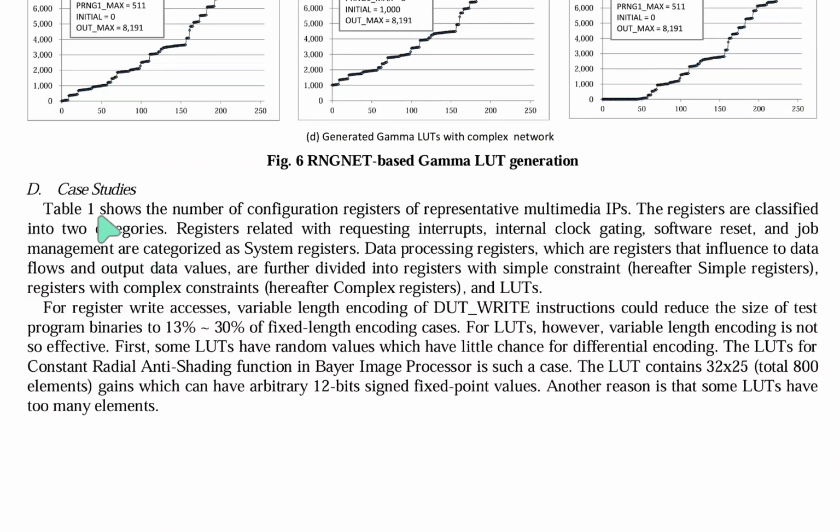Table 1 shows the number of configuration registers of representative multimedia IPs. The registers are classified into two categories: registers related to request interrupt, internal clock gating, software reset and job management are categorized as system registers. Data processing registers, which are registers that influence the data flows and output data values, are further divided into registers with a simple constraint, hereafter simple registers, registers with a complex constraint, hereafter complex registers, and LUTs.